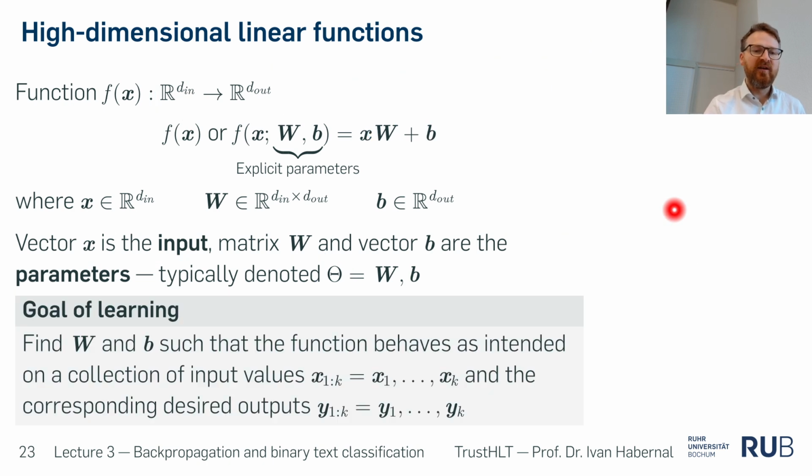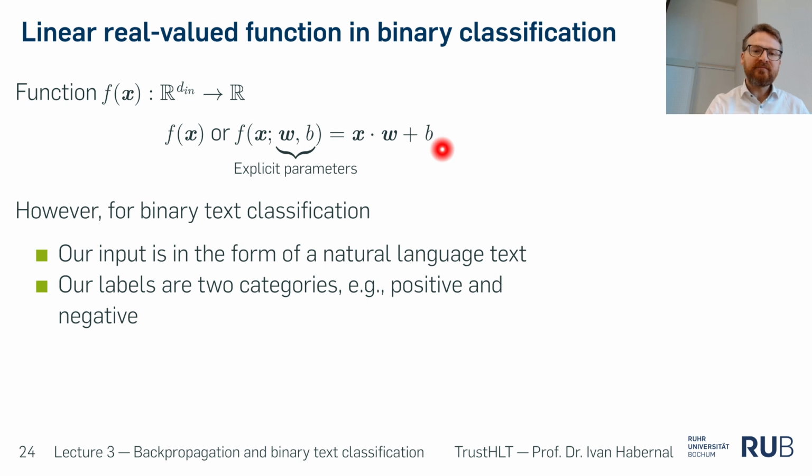The goal of learning is obviously to find these parameters such that the function behaves as intended on a collection of input values and outputs. So we need to minimize the loss, basically. This is what we know already. Somewhere there will be a loss, and we want to minimize this loss, but by finding the best parameters of this linear function. We're going to make it even simpler, and the output of this function will be just a real number.